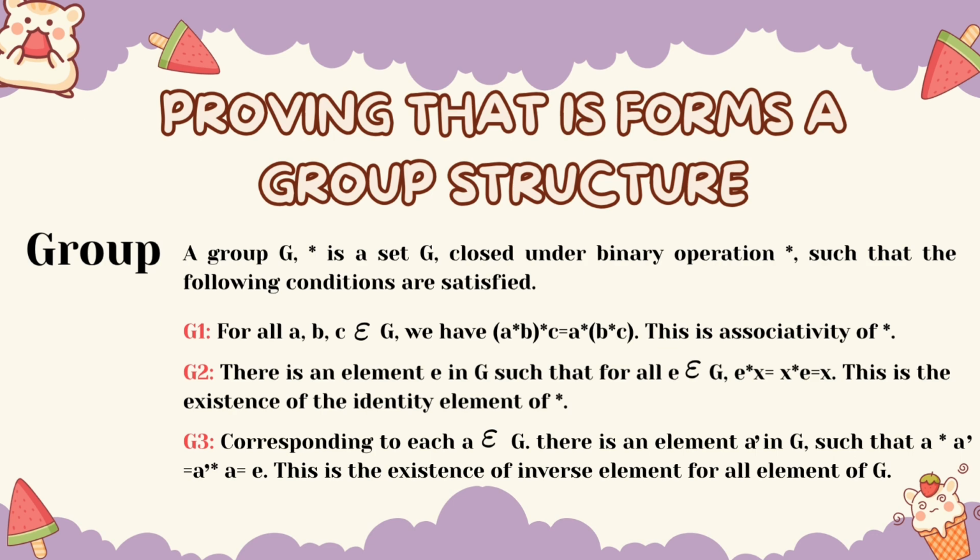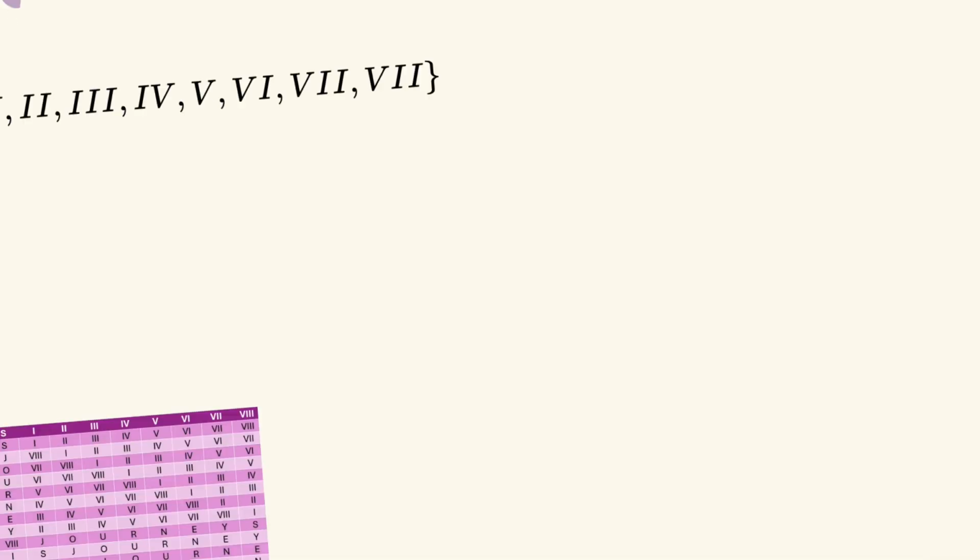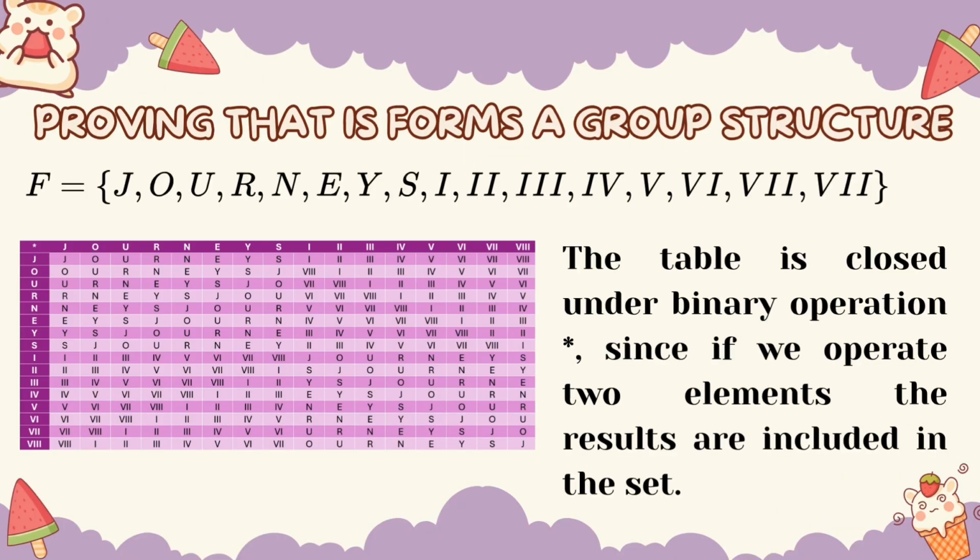And for G3, corresponding to each element A of G, there is an element A inverse in G, such that A star A inverse is equal to A inverse star A is equal to E. This is the existence of the inverse element for all elements of G. So, now let us prove this first.